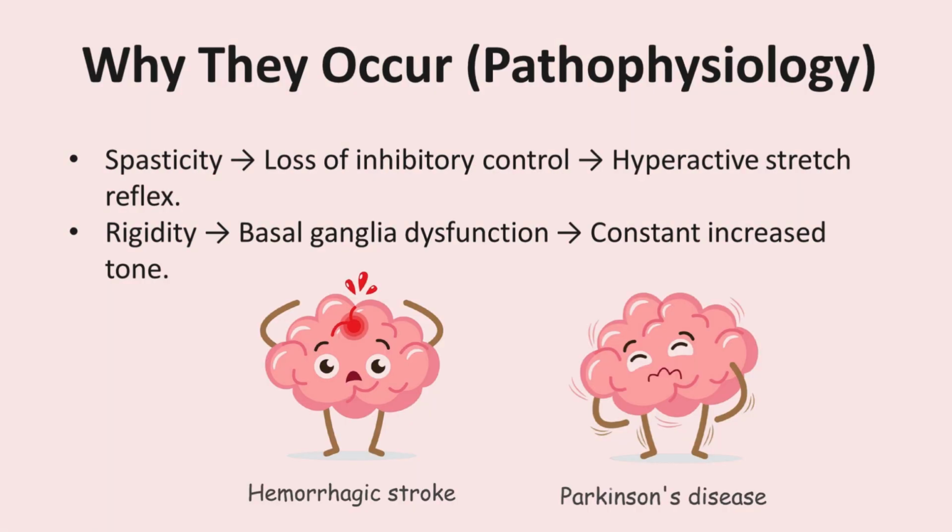Now, let's delve into the pathophysiology of these conditions. Spasticity arises from a loss of inhibitory control in the upper motor neuron system, leading to a hyperactive stretch reflex. On the other hand, rigidity is caused by basal ganglia dysfunction, resulting in constant increased muscle tone. This slide clarifies the underlying neurological mechanisms behind these two conditions.